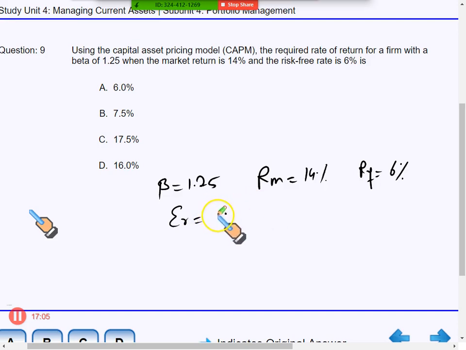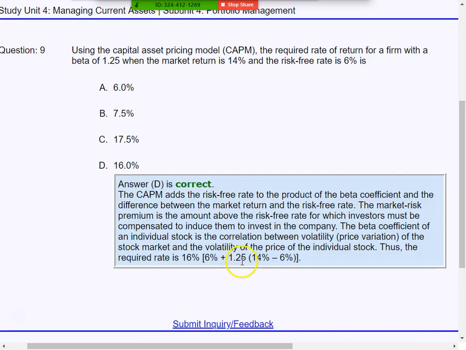So expected return is the risk-free rate, that is 6%, plus beta, that is 1.25, times the difference of the return on market and the risk-free rate, which is also called the risk premium. So it's 14 minus 6%, that is 8, times 1.25, and to this you add your risk-free rate, it's 16%. That matches perfectly with your option D, and D it is.